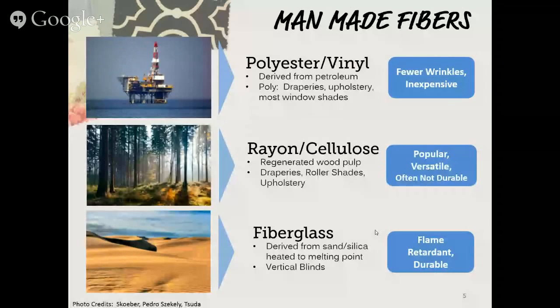Next, we're going to talk about fiberglass, and that is derived from sand or silica. It's heated to a melting point and then made into a fiber. And where we use it in our line is in a vertical retardant. It's very durable. It hangs very straight, so we can make a vane out of it that's 120 inches long, and it won't twist or cut. So it's perfect for that application. Great, so it gives you that fabric look with a little bit more durability.